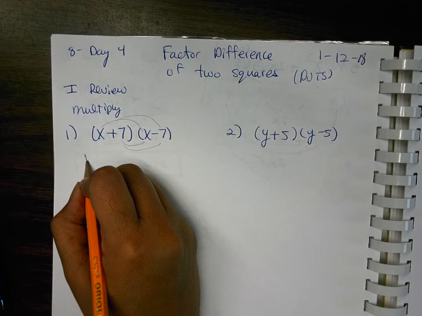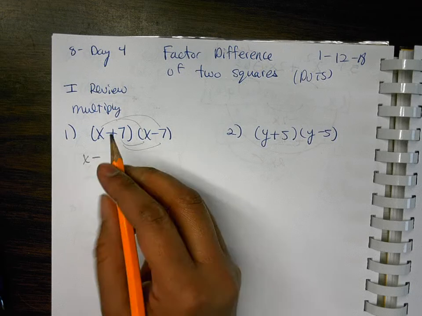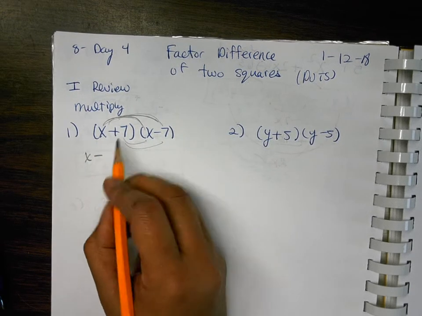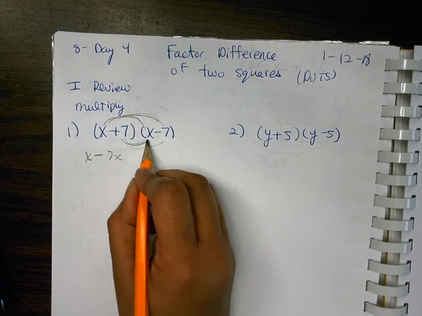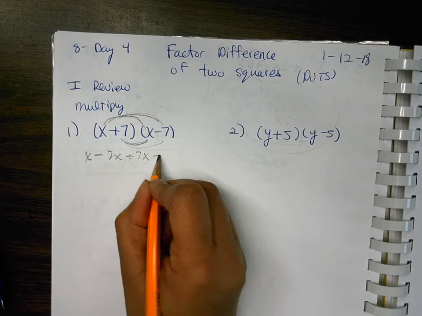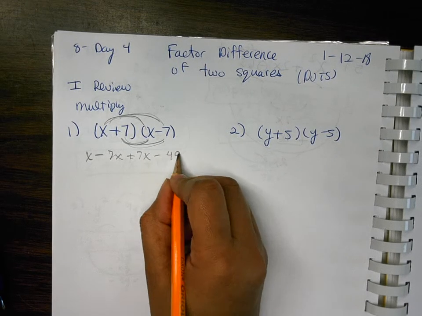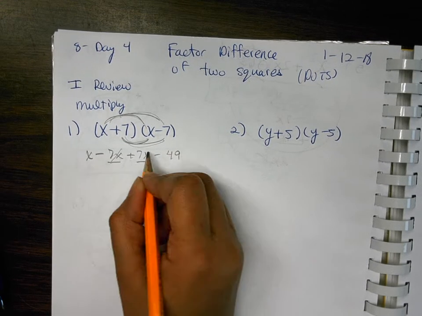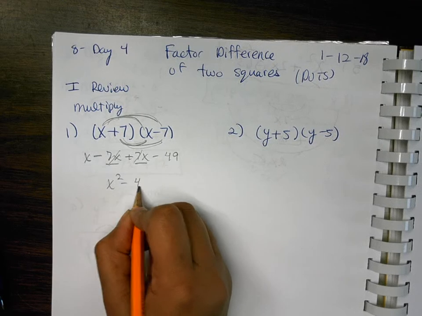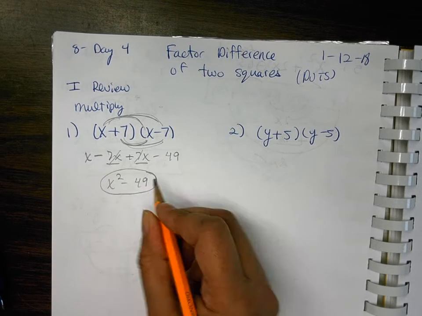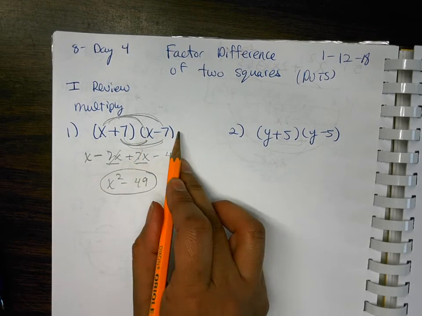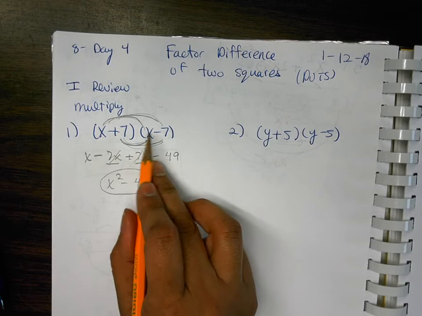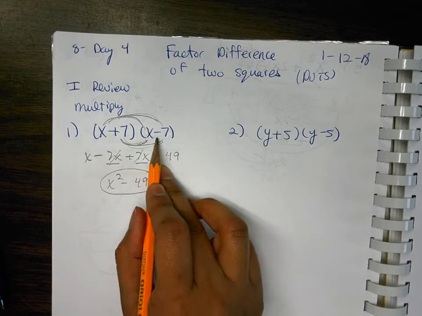All right, what do we get? X squared plus what? Or minus what? X squared minus 7x, and then in here it's plus 7x minus 49. What happens with the middle terms? Good, and I have x squared minus 49. And we learned that this happens when these last two terms are the same but are opposites. I shouldn't say the same. They are opposites. Plus 7 minus 7.